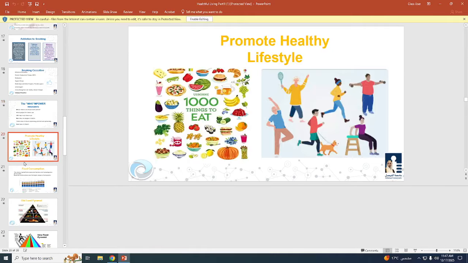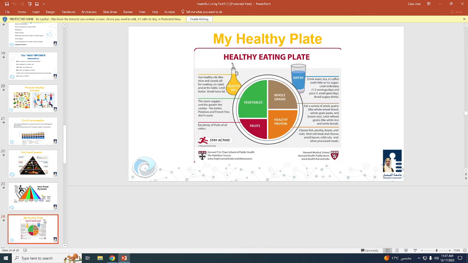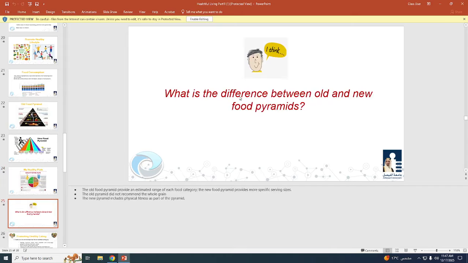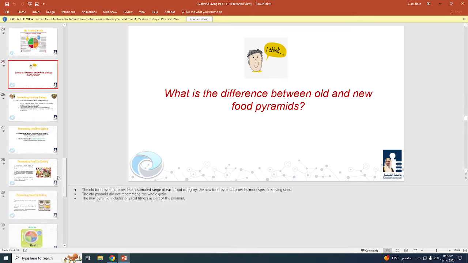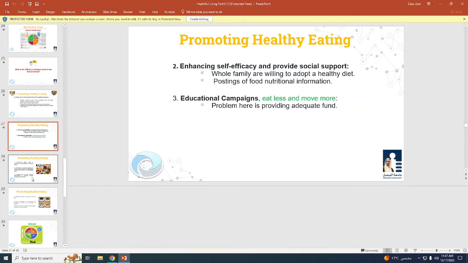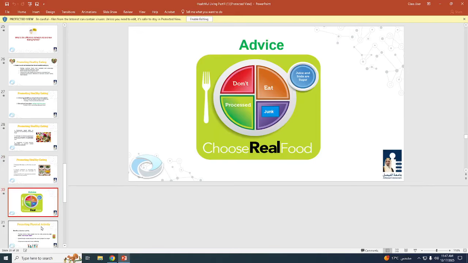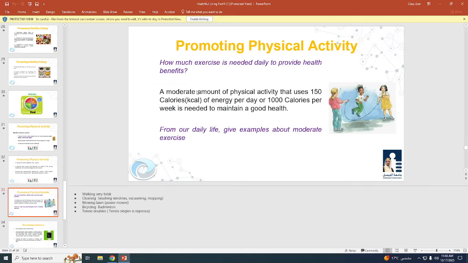Let's talk about promoting a healthy lifestyle. What I want you to know from this is the healthy eating plate, and what the difference is between the old and new food pyramid. It's in the notes. That's what I want you to know, only from those. Promoting healthy eating is honestly common sense, you just read it and understand it. Promoting physical activity also, you just need to read.